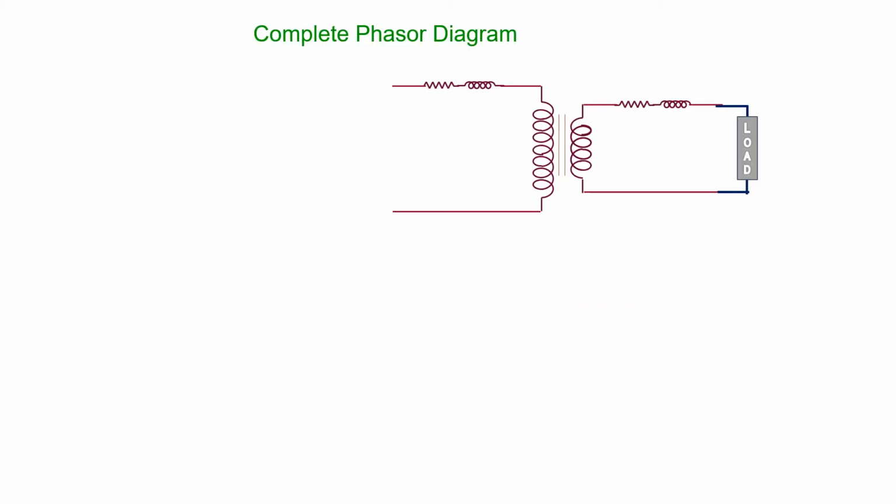Let us draw the complete phasor diagram of a transformer. R1, X1 are the parameters of the primary winding. R2, X2 are the resistance and reactance parameters of the secondary winding. V1 is the supply voltage. I1 is the primary current. Minus E1 is written here as E1 opposes the supply voltage V1. E2 is the secondary EMF, the load current I2, load voltage V2.